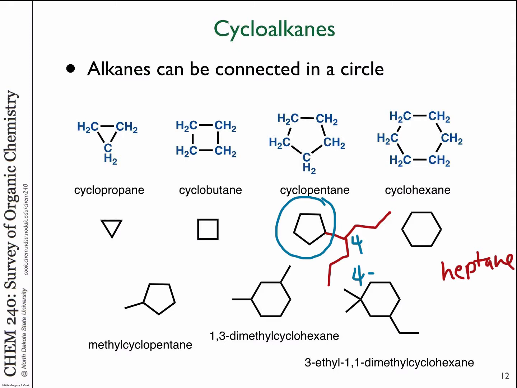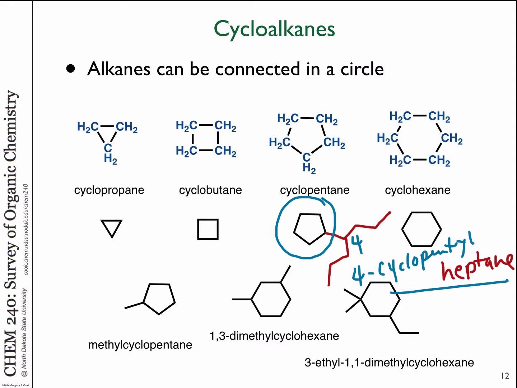Cyclopentyl. Cyclopentyl, exactly. 4-cyclopentyl. Oh, sorry, this should be one word here. 4-cyclopentylheptane. Cyclopentyl is the substituent in heptane, and it's on the number 4 carbon. Okay, so that's how you would name something like that.